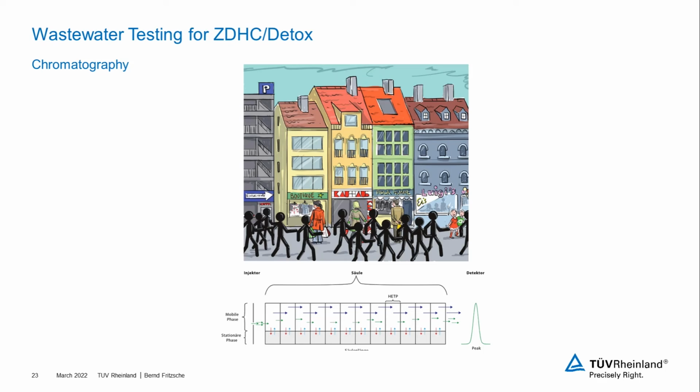They will stick the most to our separation column, and the more time they spend there, the later they will get off the column. So polar molecules will come out first at the end, non-polar molecules will come out last. In this way we achieve this kind of separation also with chemical molecules.